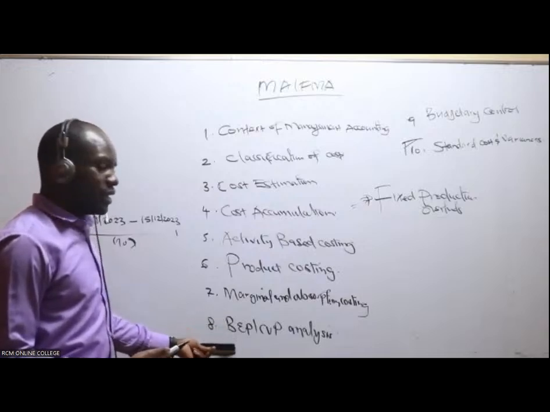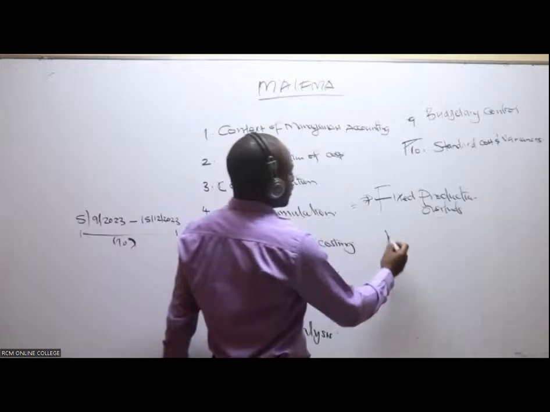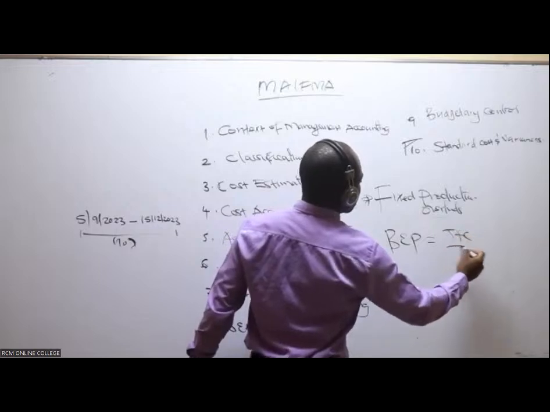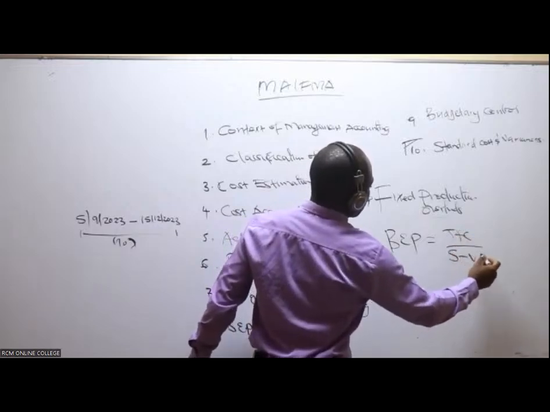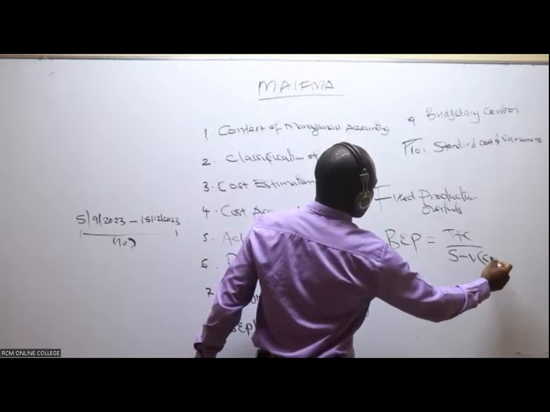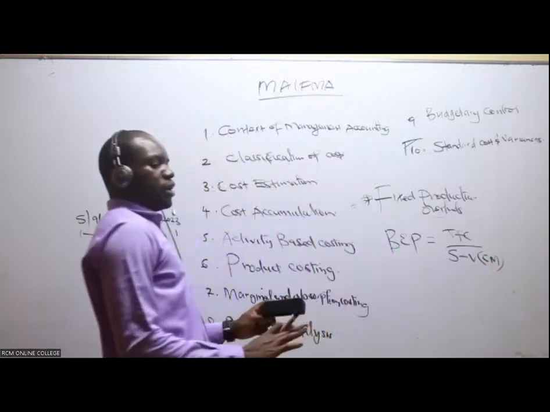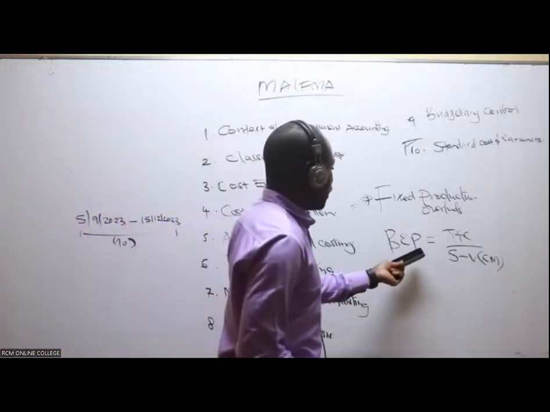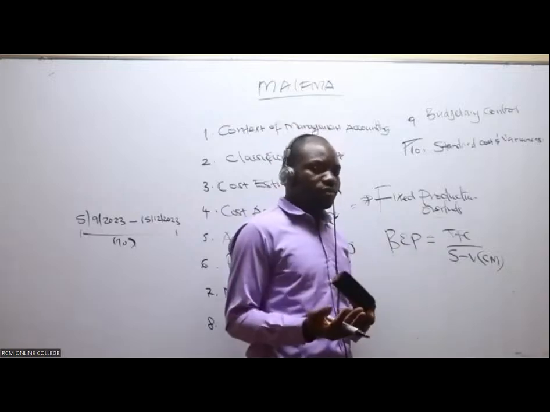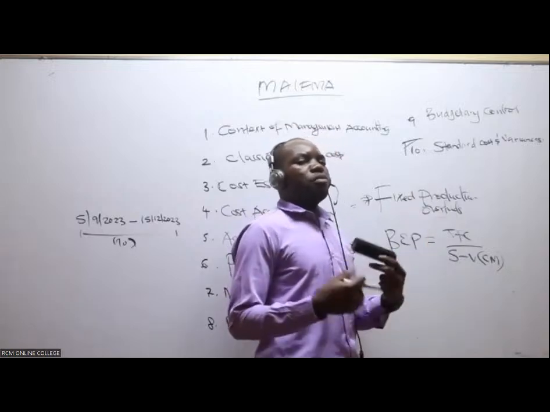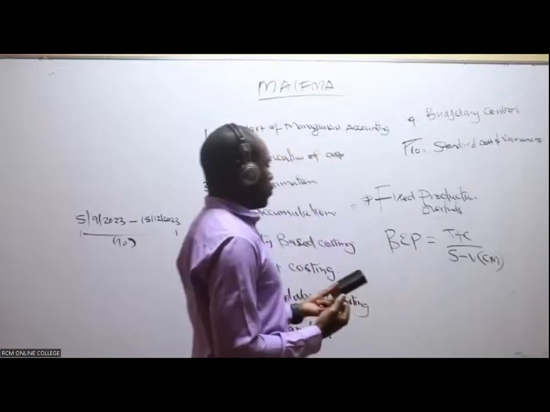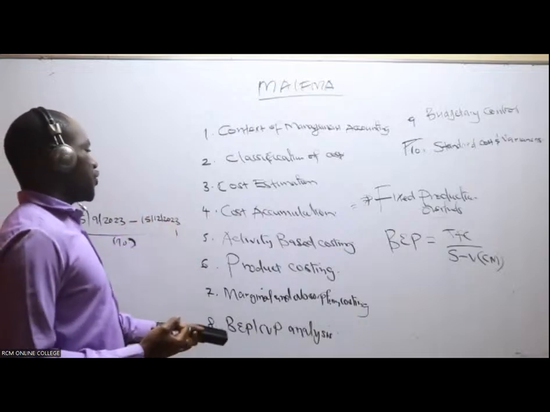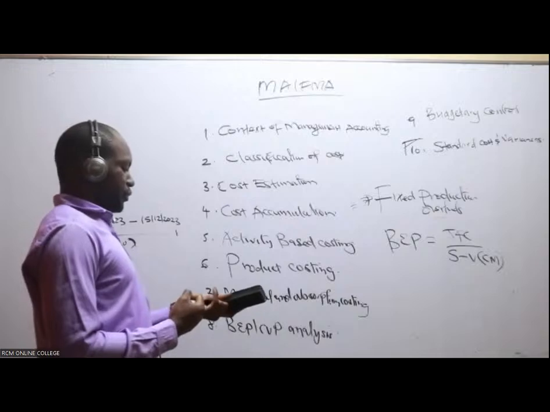Break-even point analysis, CVP analysis, only knows two types of cost: total fixed cost over selling price minus variable cost, which we normally call contribution margin. That is only what we need to understand here. Of course, we are going to look at the break-even point in units, in shillings, for one product and also for multiple products. That's also what we are going to discuss when you get to topic number 8.